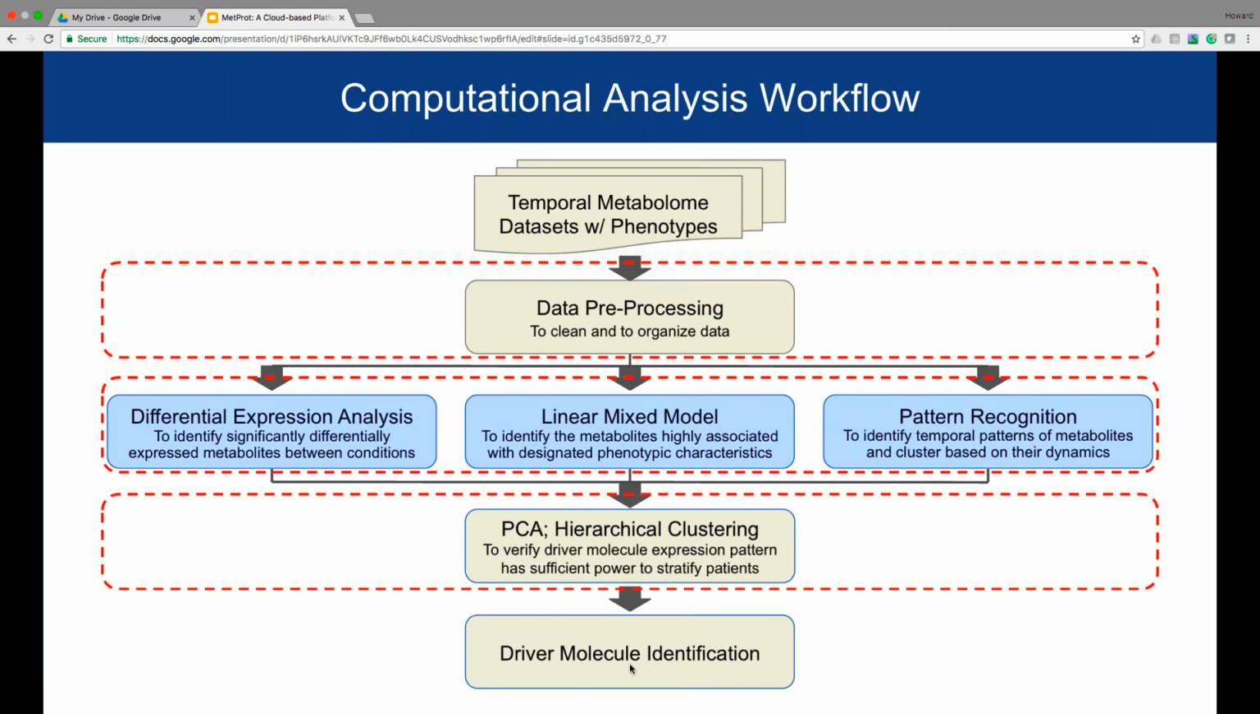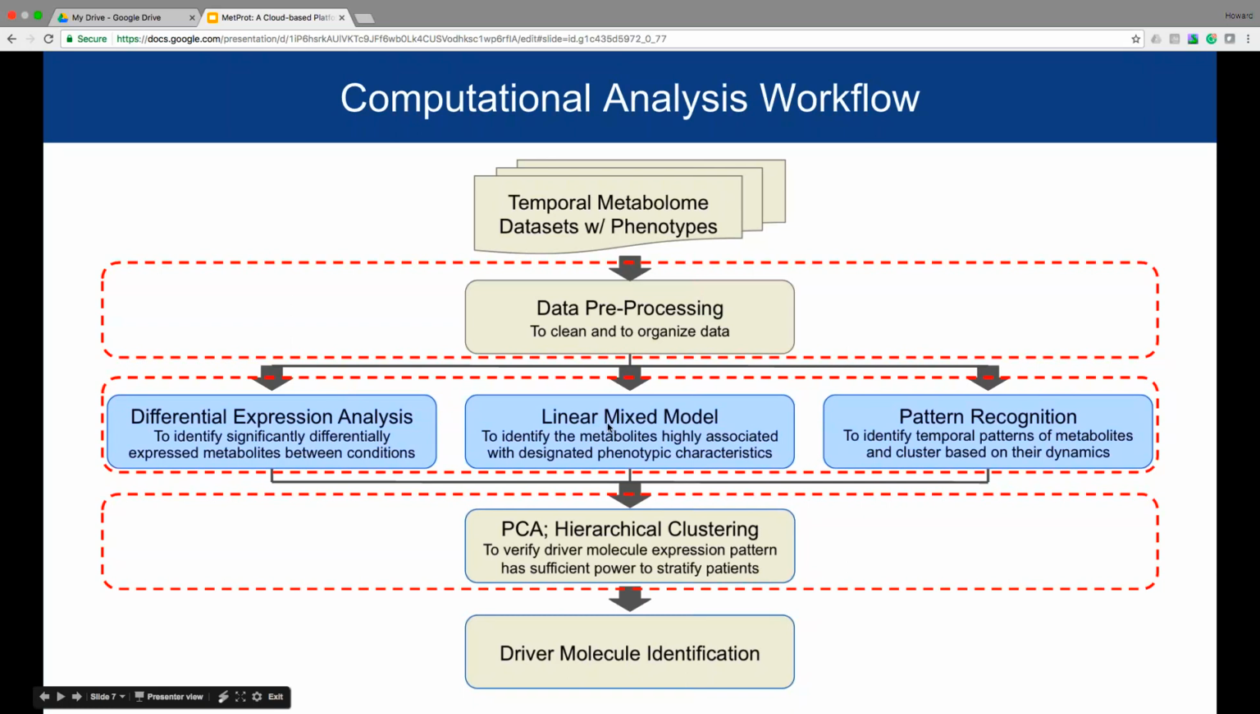We first implement a data preprocessing module that basically cleans, normalizes, and organizes the input data sets so they can be easily adapted in the following analysis. The cleaned data is then analyzed by 3 main modules. The differential expression analysis is aimed to detect significantly altered metabolites over time.